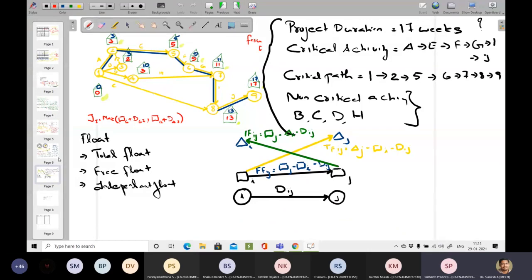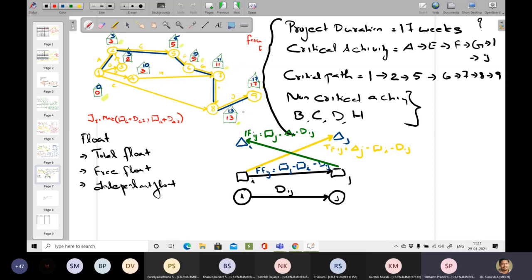Take any float value, whatever the value you take. So this is a triangle, sorry, rectangle J. So rectangle J value here is 17. Am I right? Yes, 17. So 17 minus 13, triangle I, minus 4. 17 minus 13 and minus 4, that also again becomes 0.